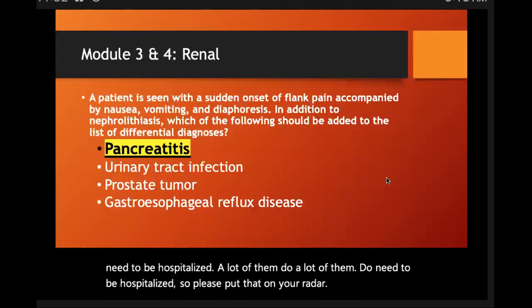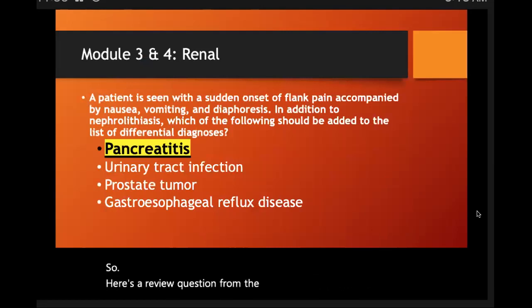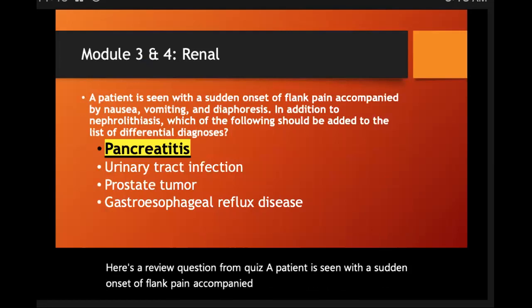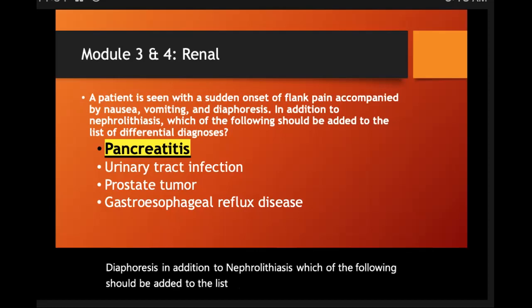Okay, so here's a review question from the quiz. A patient is seen with a sudden onset of flank pain accompanied by nausea, vomiting, and diaphoresis. In addition to nephrolithiasis, which of the following should be added to the list of differential diagnoses? Okay, so a lot of you got this wrong. A lot of you picked urinary tract infection.